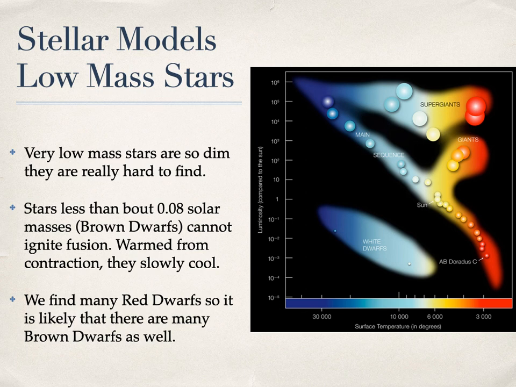So if what's forming a star is, say, 0.08 solar masses or smaller, it's too small to actually ignite fusion. And we have a term for these. We call them brown dwarfs. They kind of represent this neat little evolutionary trend from planet to star.